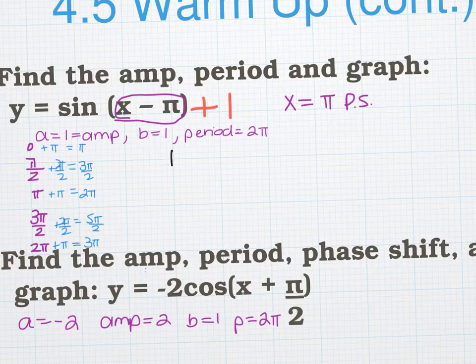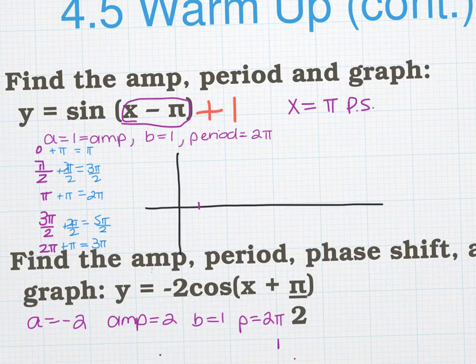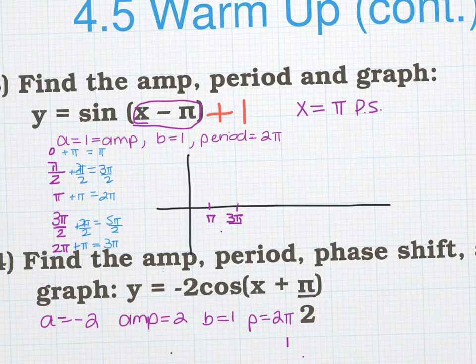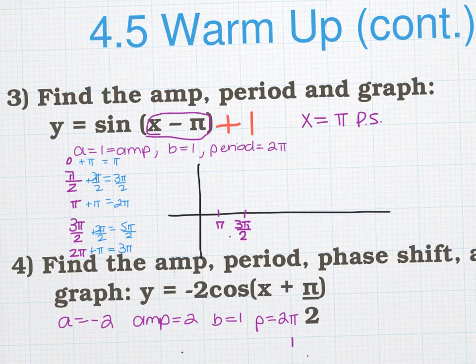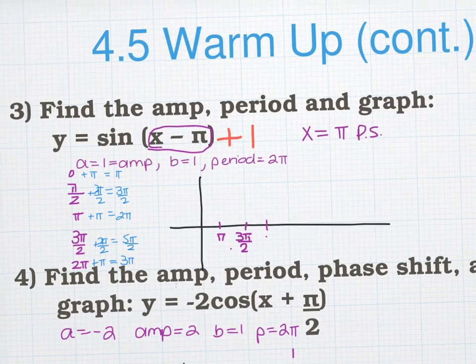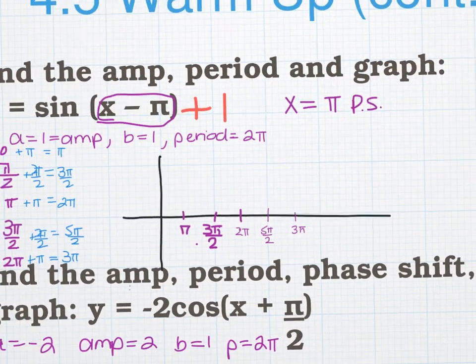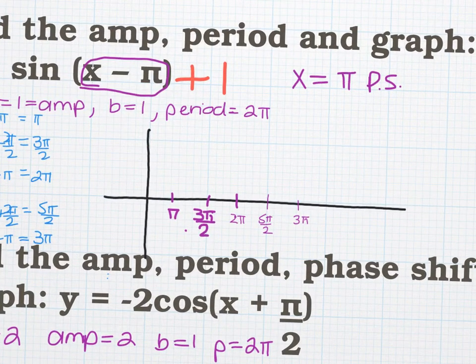So when I draw my graph, my first one should be my phase shift, which is pi, then 3 pi over 2, then 2 pi, then 5 pi over 2, and then 3 pi. And this would be sine. That would start at 0, go up to my amplitude. So if my amplitude is 1, it would have gone here, here, here, here, here. It would have looked like this.